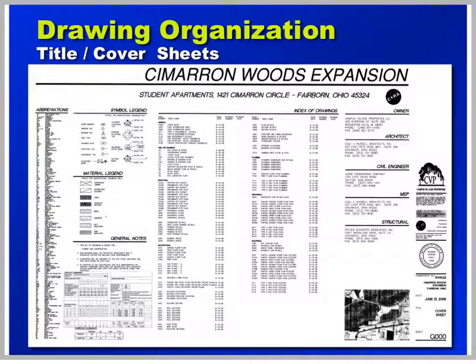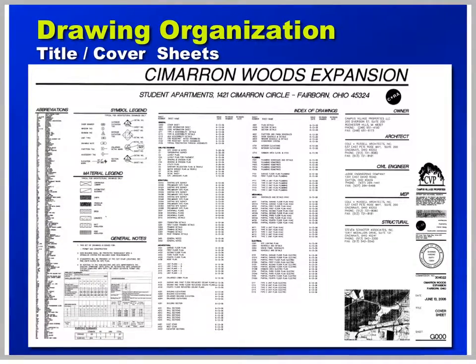Drawing organization starts with the title page. The title page will provide many facts about the project, such as the owner, the architect, civil engineer. Here we have MEP, which stands for mechanical, electrical, and plumbing, the structural engineer. And down here at the bottom we even have a site location map.